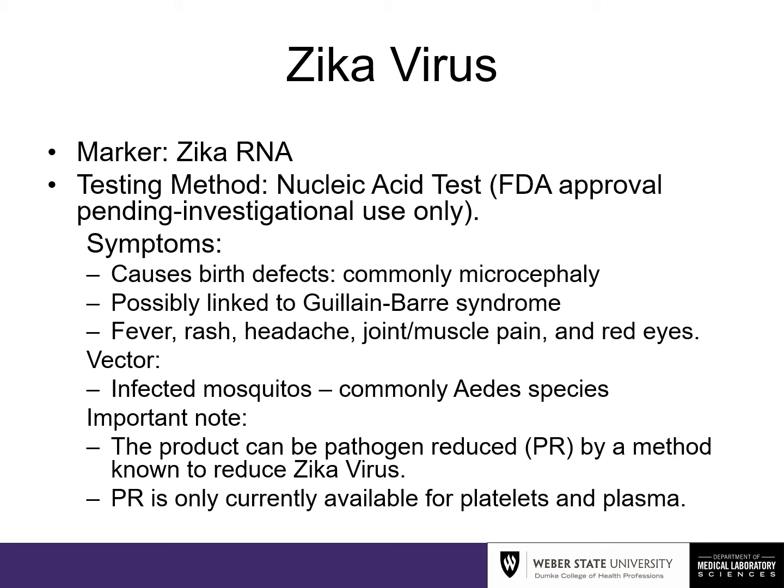So blood centers can also pathogen reduce this product with a method that is FDA approved. And if they are successful in the method, then they do not need to perform nucleic acid testing. This method is also called pathogen reduction. However, pathogen reduction is only available for platelets and plasma.